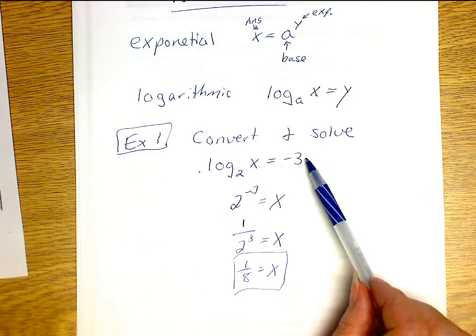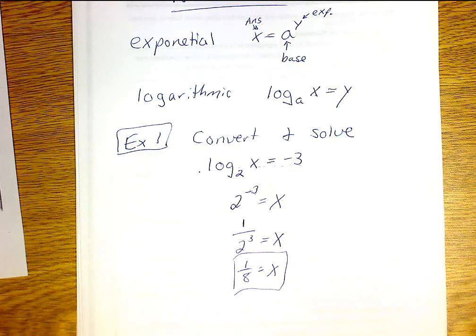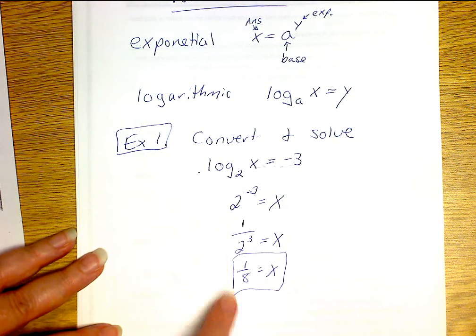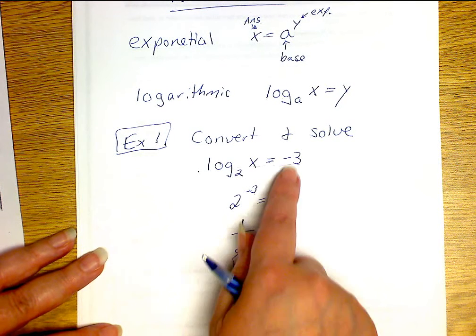Now, back in the day before they had calculators, there were actually tables of logarithms because you have to use them for certain things, and they would have to go and look it up. So log base 2 of 1/8 would give you your -3. All right, example 2.